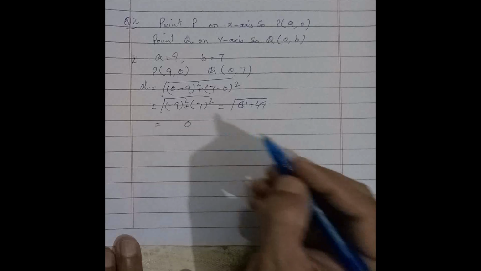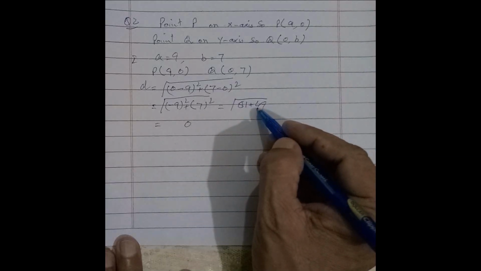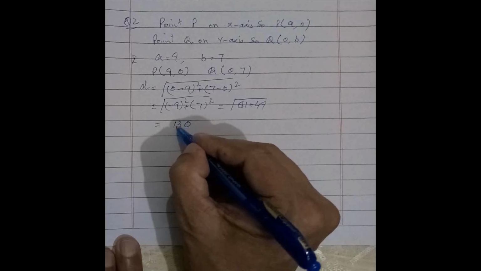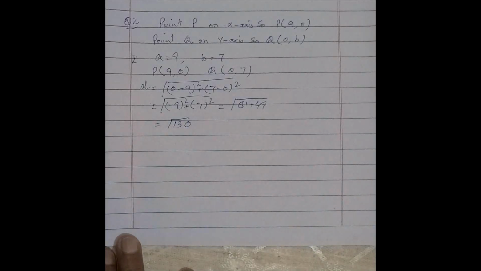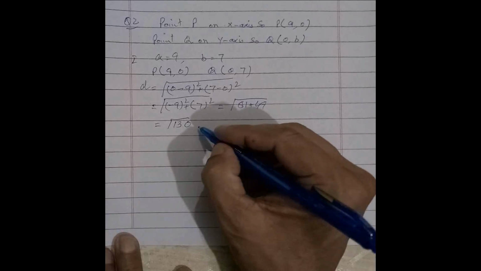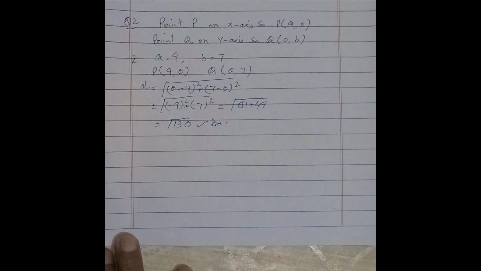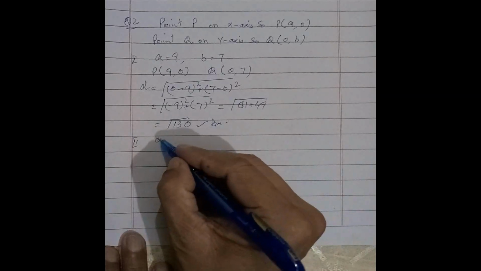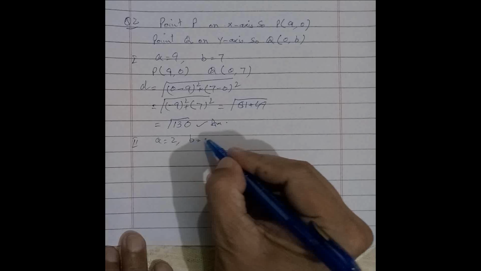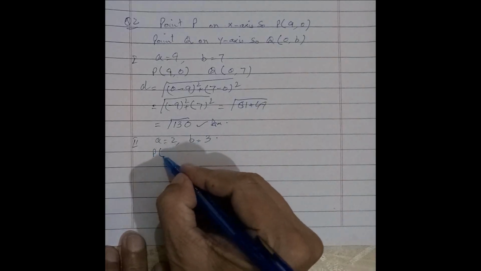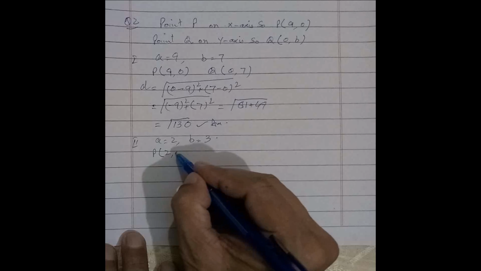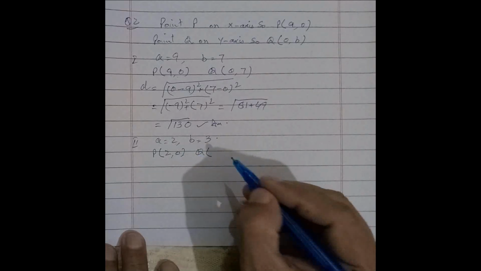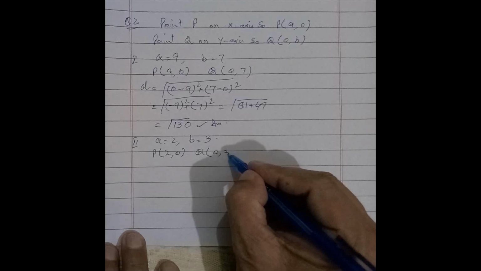Now we add these values. 81 plus 49 is equal to 130, square root. And we can't get the square root of 130, so the answer of part 1 is square root of 130. The second part is a equal to 2 and b equal to 3, in which coordinates of point P are (2, 0) and coordinates of point Q are (0, 3).